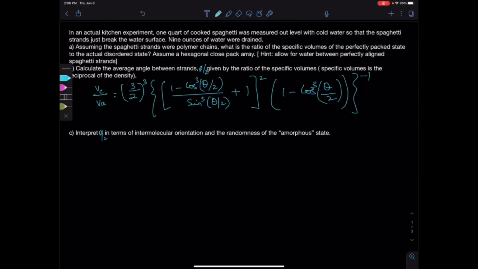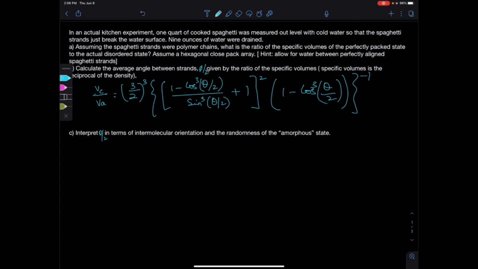In an actual kitchen experiment, 1 quart of cooked spaghetti was measured out level with cold water so that the spaghetti strands just break the water surface. 9 ounces of water were drained. Assuming the spaghetti strands were polymer chains, what is the ratio of the specific volumes of the perfectly packed state to the actual disordered state? Assume a hexagonal close-packed array. Hint: allow for water between perfectly aligned spaghetti strands.